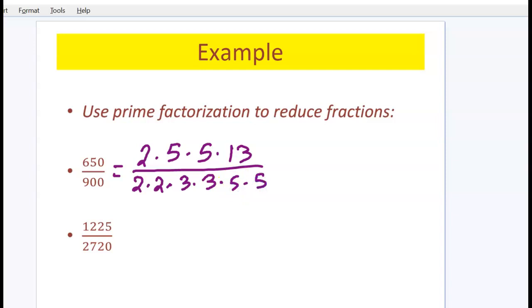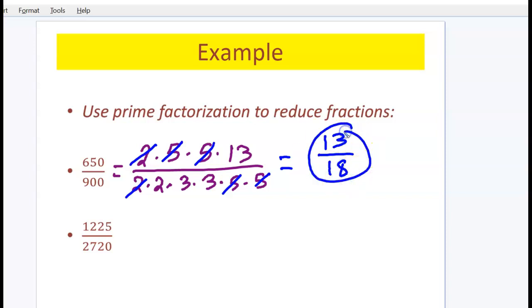And now what we would do is we would just cancel out anything that's common. This 2 cancels out, that 5 cancels out, that 5 cancels out. And then we multiply any term that's left in the numerator. So I just have a 13 left. 2 times 3 times 3 is going to be 18. So 13 over 18 is the reduced fraction of 650 over 900. Okay, I'm going to encourage you to pause the video quickly and try to do the next one on your own.